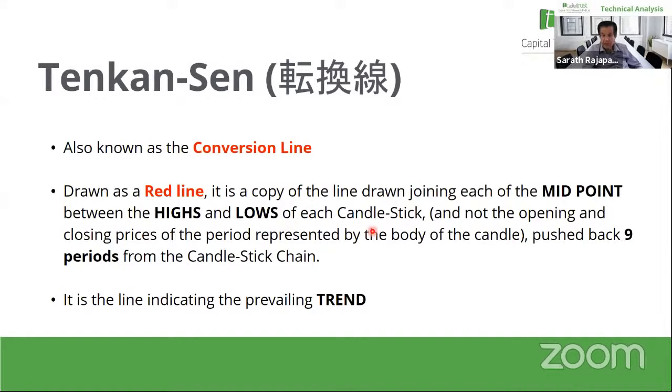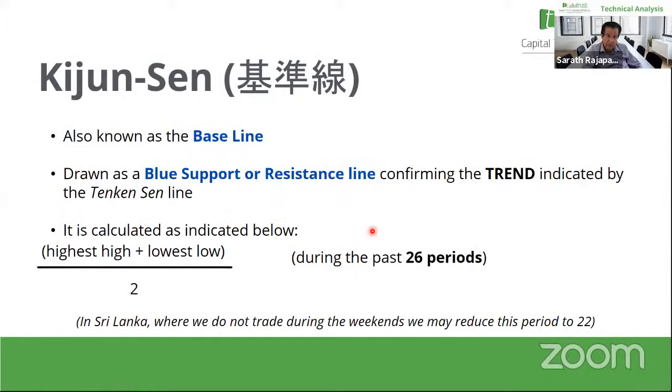Like in Japan, most markets are open on Saturdays. Some markets like Forex are even open on Sundays. So that 9 can be flexed downwards to suit Sri Lanka. If you find that it fits the charts very well, then you can by all means bring it down by 1 or 2.